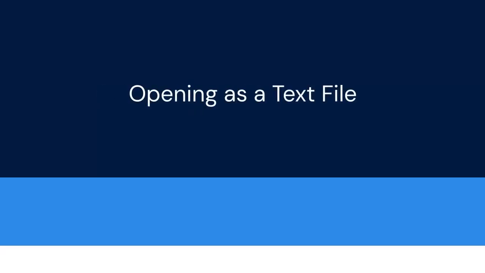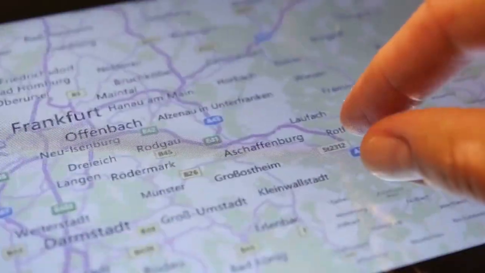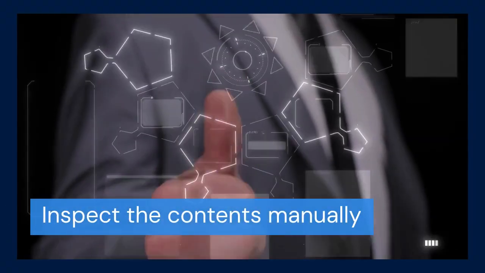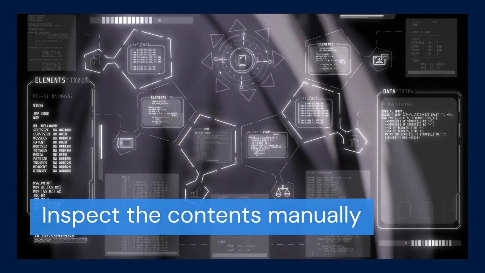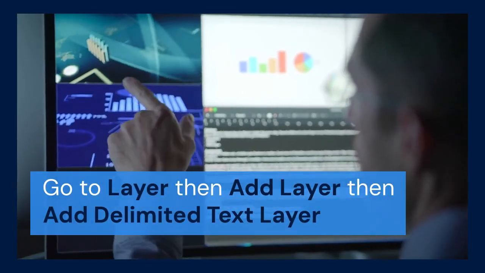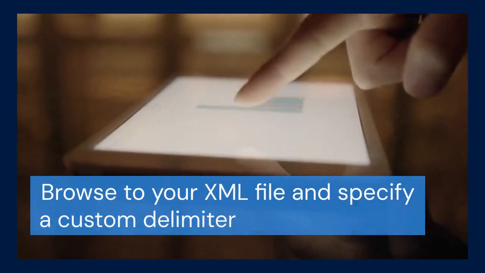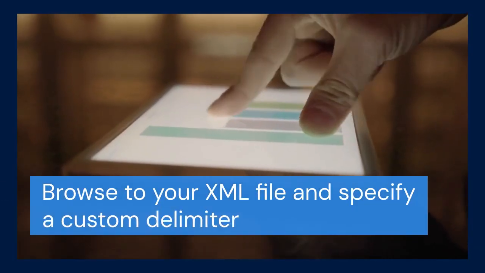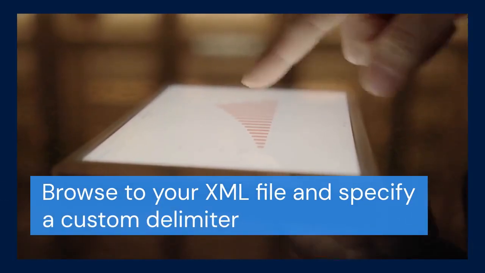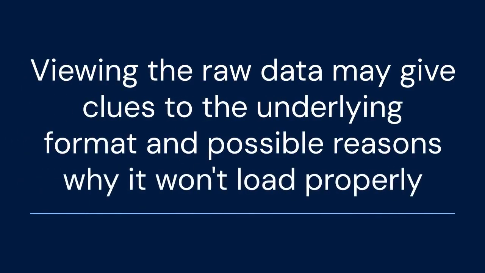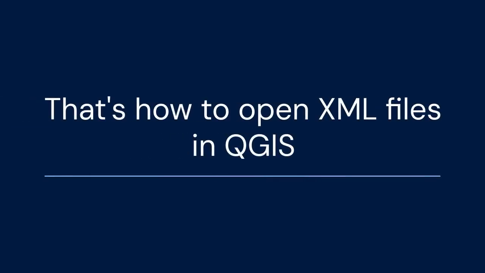5. Opening as text file. If other methods fail, try opening the XML file as a text file. This lets you inspect the contents manually. Go to Layer, then Add Layer, then Add Delimited Text Layer. Browse to your XML file. Specify a custom delimiter. Viewing the raw data may give clues to the underlying format and possible reasons why it won't load properly. That's how to open XML files in QGIS.